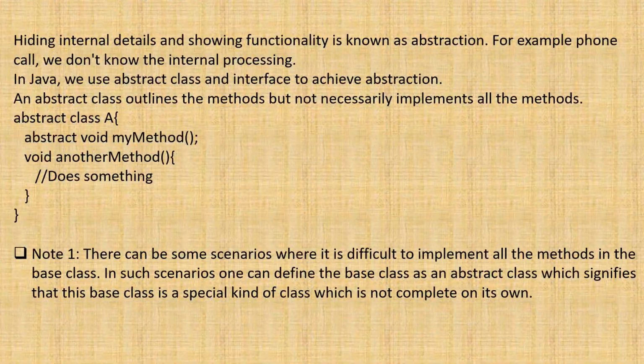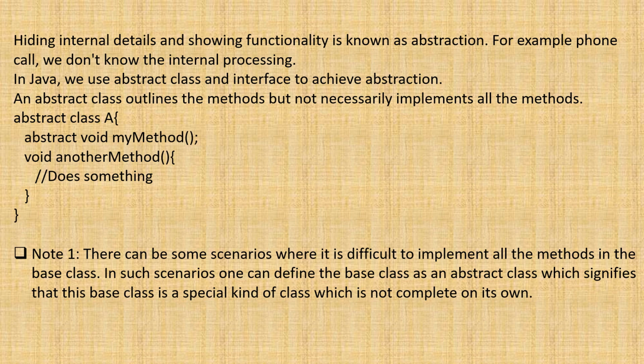Abstraction. Hiding internal details and showing functionality is known as abstraction. For example, a phone call: we don't know the internal processing. In Java, we use abstract class and interface to achieve abstraction. An abstract class outlines the methods but does not necessarily implement all the methods.